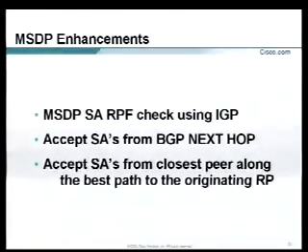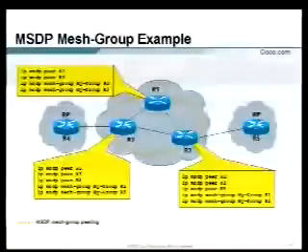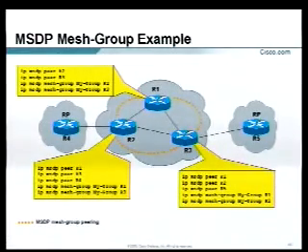Back on the mesh. I'm sorry, I should have asked. That's fine. Yeah, go ahead. What's the motivation to eliminating the other routers communicating their SAs? Is it just for traffic, or is there some other complexity reason?